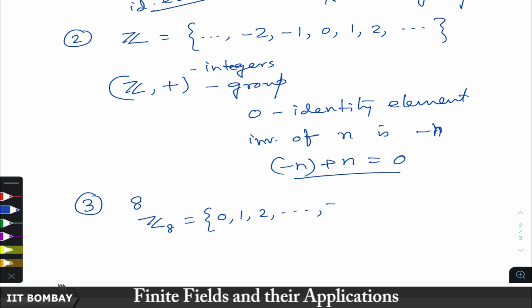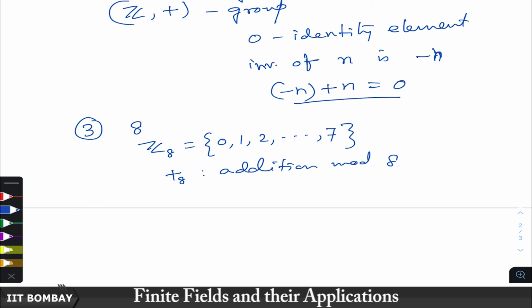up to 7, and the operation is plus modulo 8. So, which means addition modulo 8, that is you add and then divide by 8 and take the remainder. Under this operation, this is a group. Z8 is a group. So, what is the identity element? It is 0.